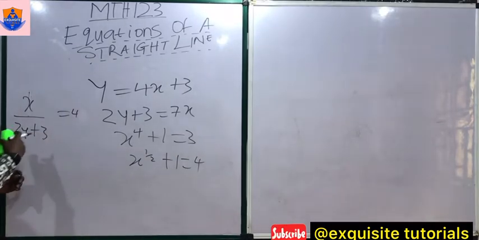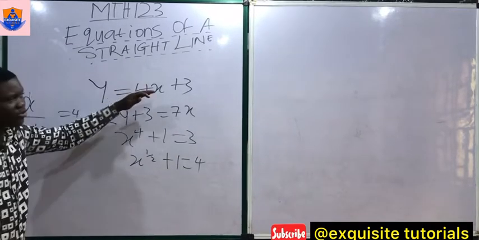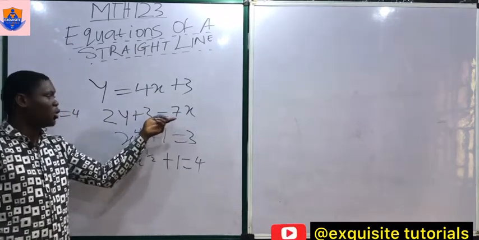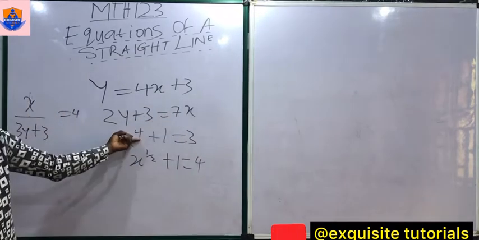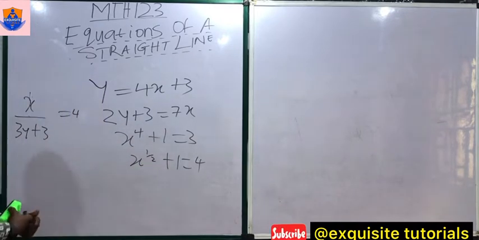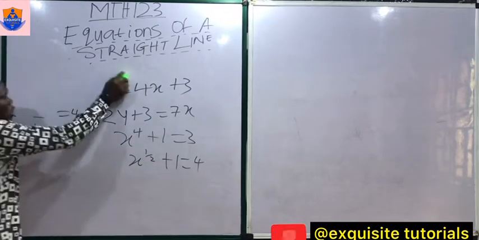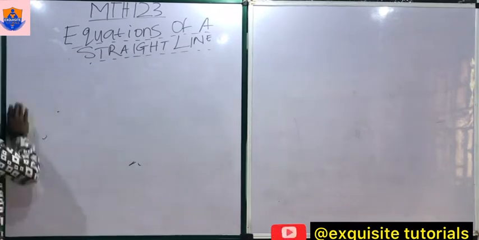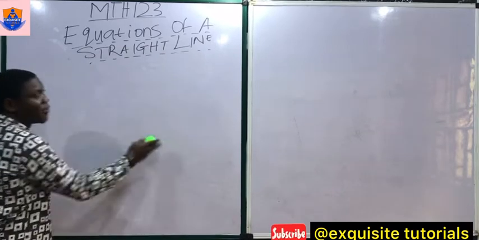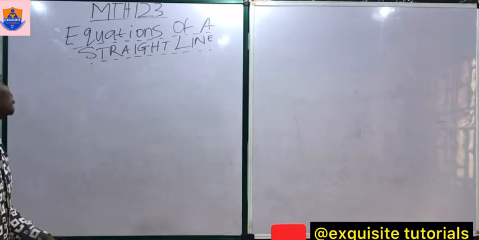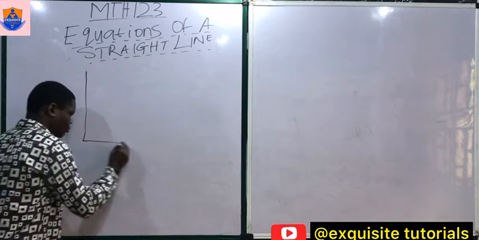When you plot the graph of this, y against x, you find that it's a straight line. But when you plot this, you see that it is a curve. When you plot this, you see that it is a curve. There are 4 equations of a straight line, which come in different forms depending on what you are given in any problem. Now let's come over here.